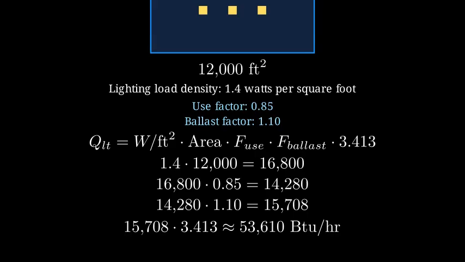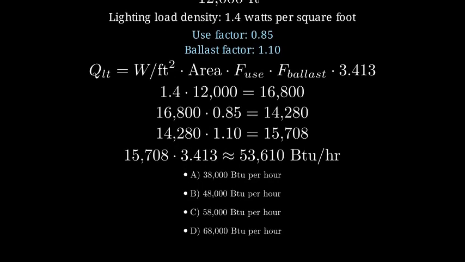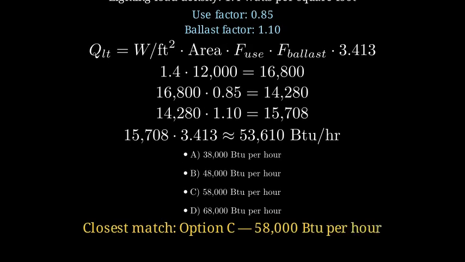We just calculated about 53,610 BTU per hour. Among the options, the closest sensible heat gain is option C at 58,000 BTU per hour. Therefore, the correct choice is option C.